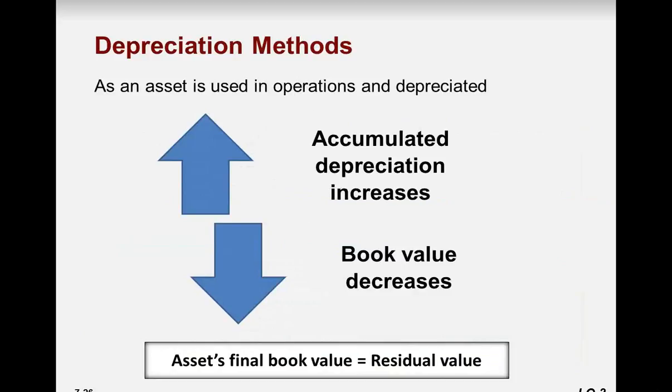Depreciation methods. An asset is used in operations and is depreciated. Accumulated depreciation increases, which makes the book value of that asset go down. The book value is the asset itself. So if I have a truck and I have depreciated it 1 year for $10,000, my accumulated depreciation would be $10,000. So my book value would now be $90,000, $100,000 minus $10,000.